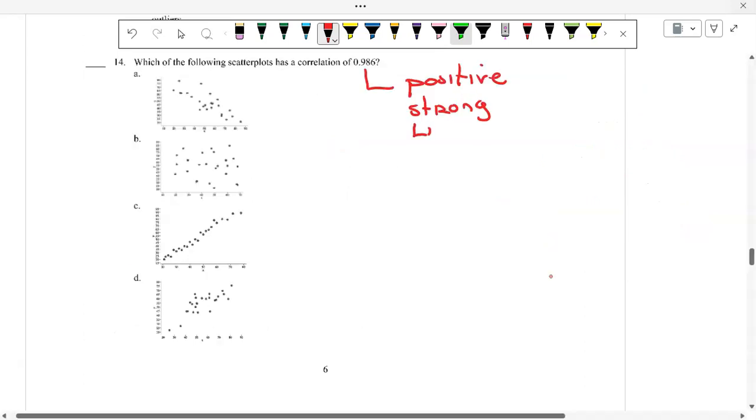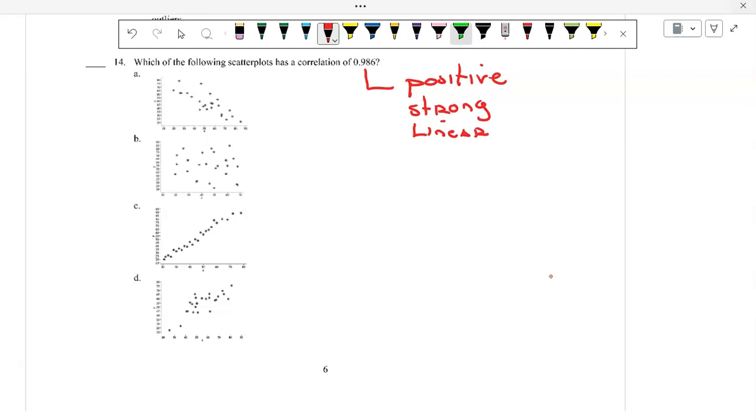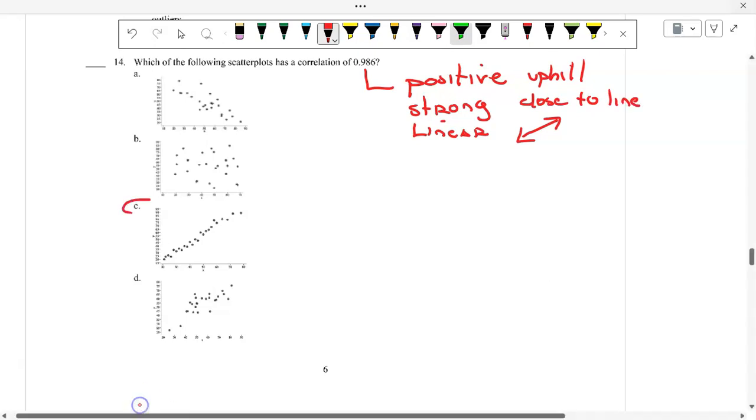All right, when you have a correlation coefficient of 0.986, that's close to 1. The closer to 1, the stronger these things are. So I'm looking for an uphill one that looks like a line, and the dots are close to the line, which would be C.